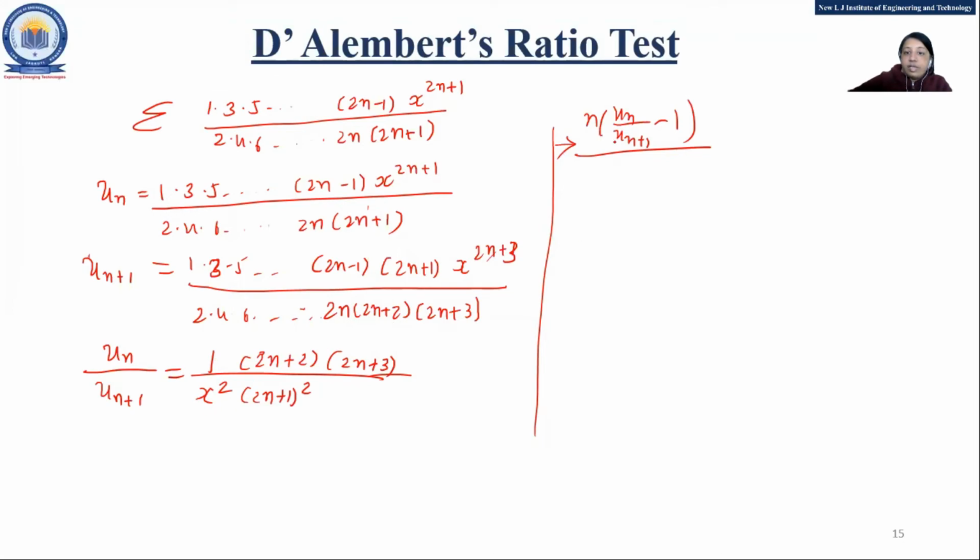1 upon x square. If you take x square here and then take an LCM, the simplification of that term is not that easy. It's a little bit complex. So what we are going to do is apply the previous test only. We'll take the limit n tends to infinity.